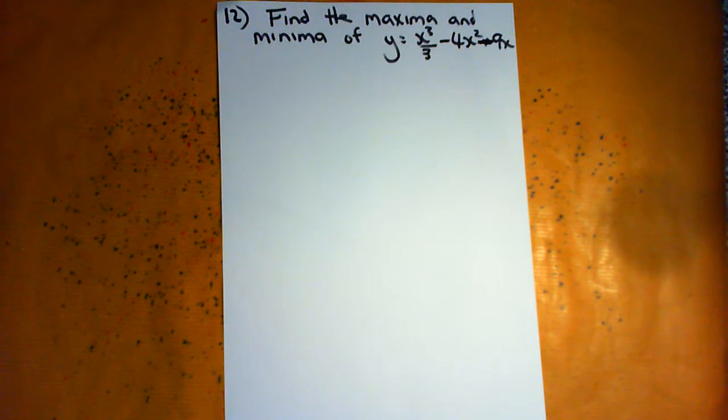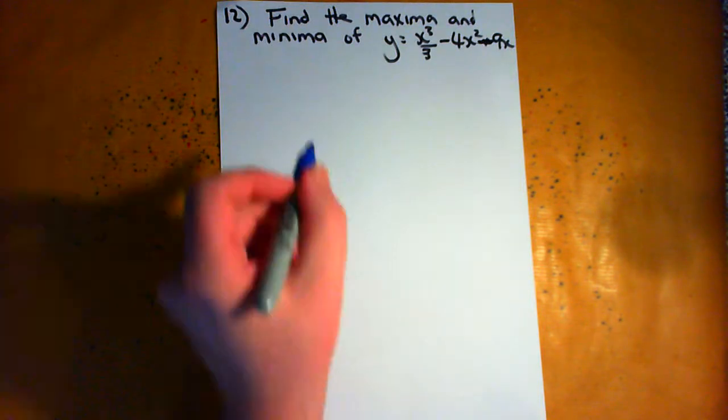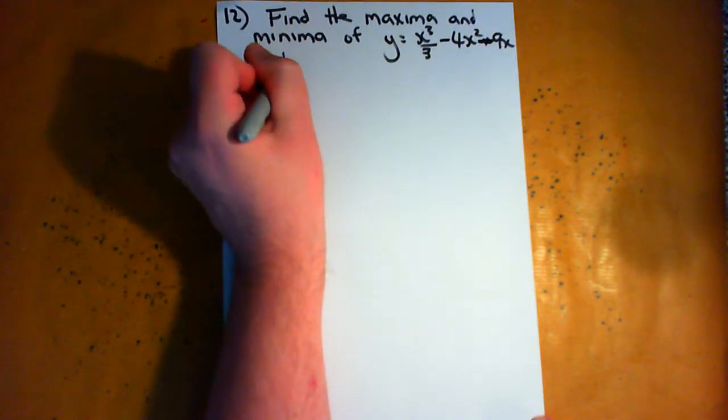Find the turning points of y equals x cubed over 3 minus 4x squared minus 9x. So we need to differentiate this function.